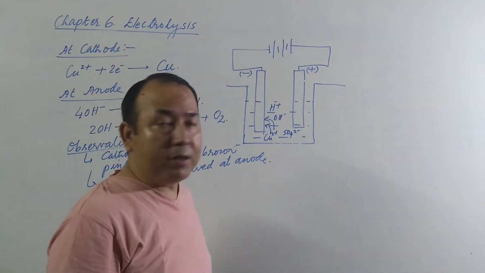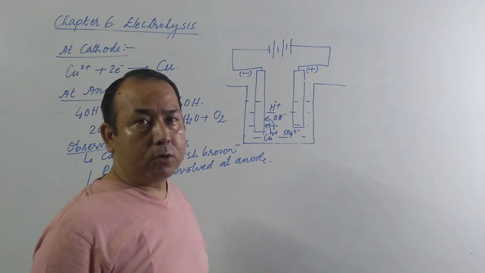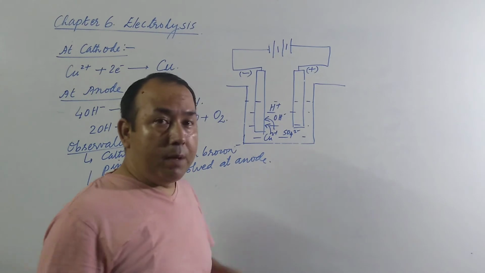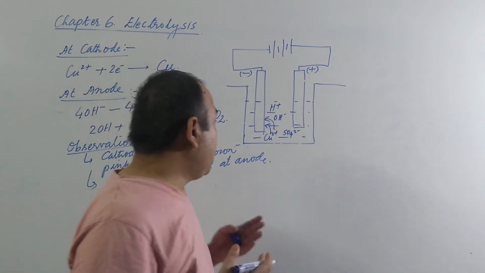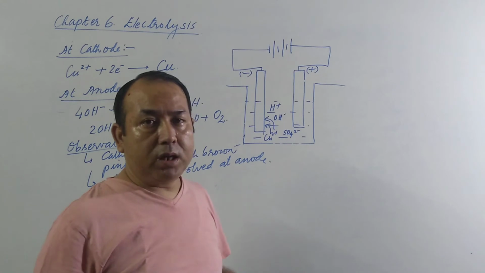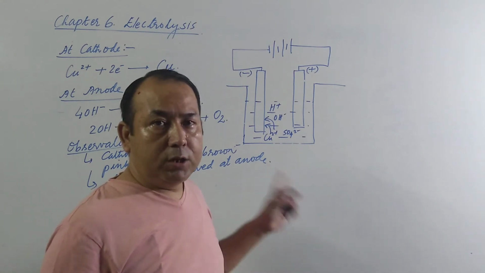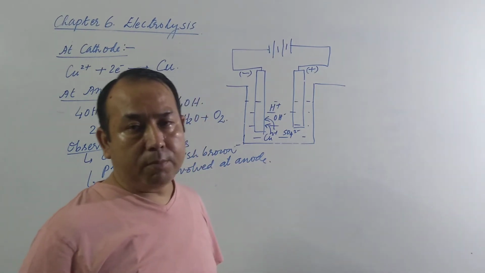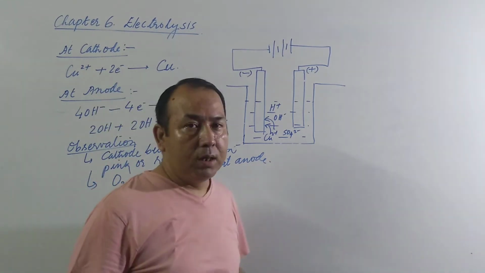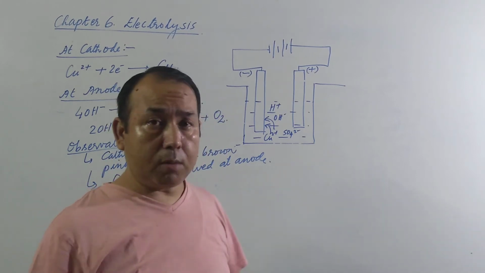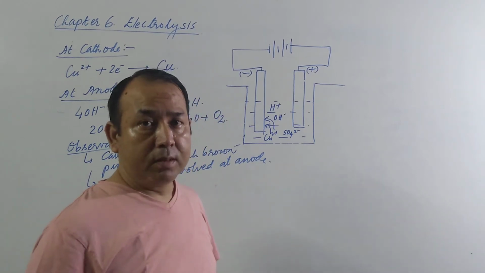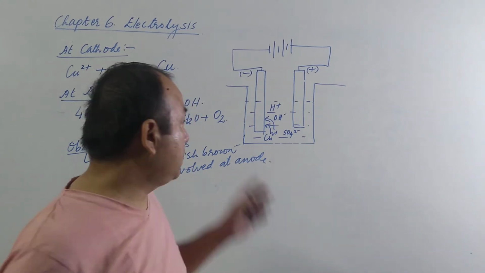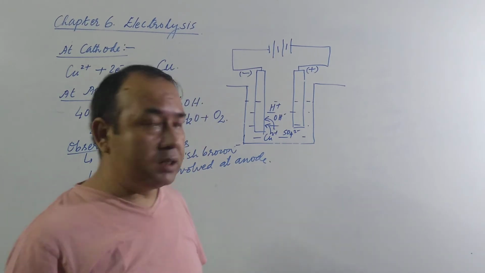And it usually happens when we use an inert electrode. So you may be asked: during the electrolysis of aqueous copper sulfate solution using inert electrodes, its blue color fades away. Give reason. That time we will say: during the electrolysis of copper sulfate solution using inert electrodes, the concentration of copper ions in the solution decreases, so that is why its blue color fades away. So this can also be asked in the examination.